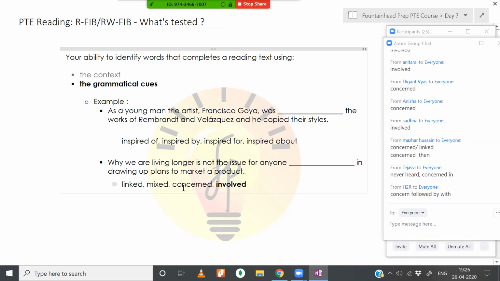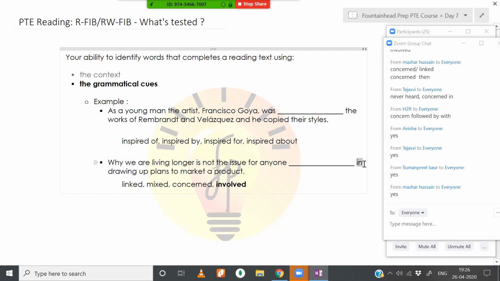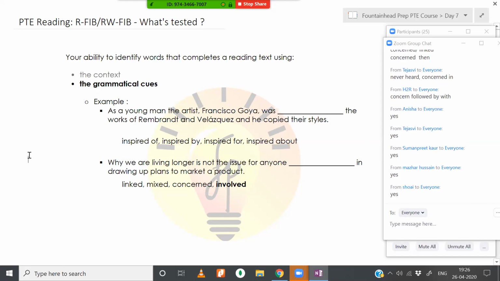Is this clear to all of you? And that is exactly what is tested. So it's not your ability to understand the context that is tested here. It's your ability to understand this part that is tested here. Is this clear? All right, super. So those of you who mentioned it as concerned, visions.